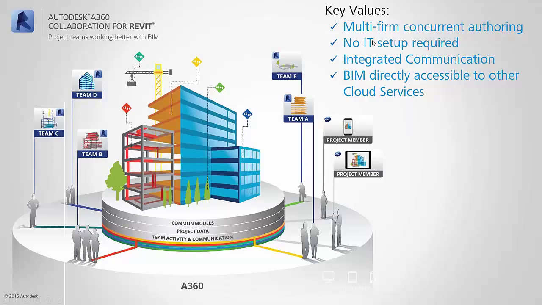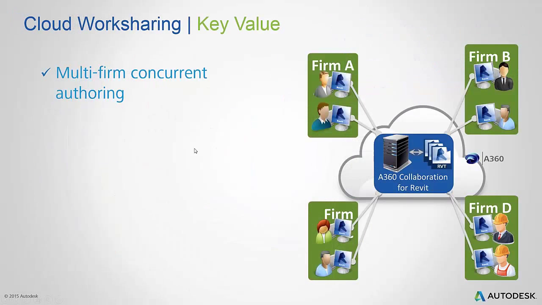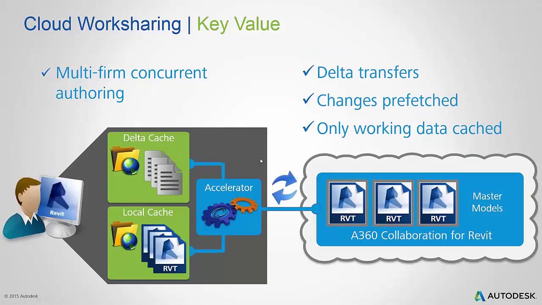So it's multi-firm concurrent authoring. There's very little IT setup required, which I'm sure the IT managers will be happy about. Integrated communication: we've got a thing called Communicator now in Revit collaboration, and it's going to be able to push that BIM data directly to other cloud services in the future. So all these different firms can push data to the cloud. You don't have to be all within the one firm.